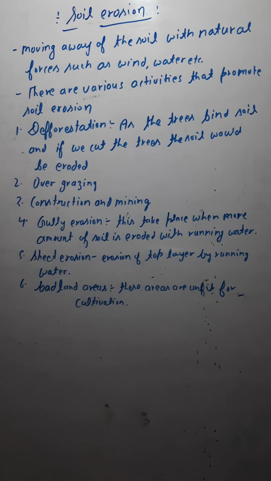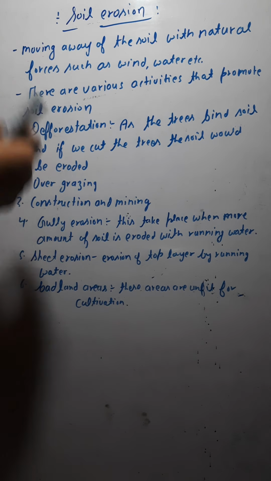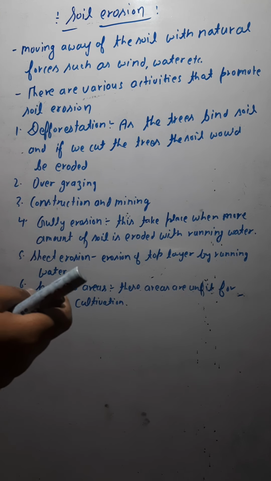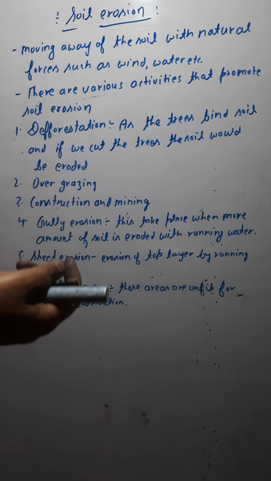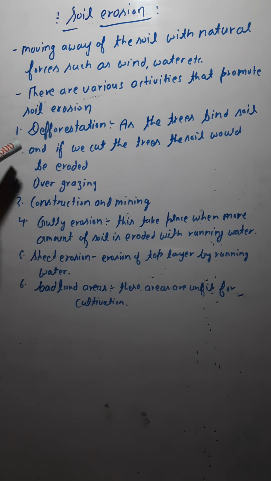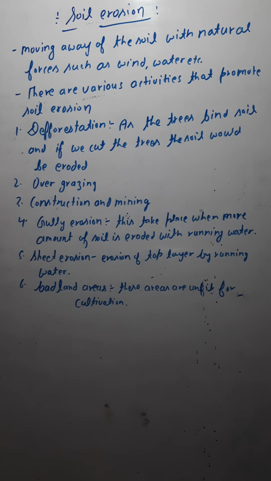Now the next topic that we are going to discuss is soil erosion. Soil erosion means moving away of the soil by natural forces such as wind and water. This is known as soil erosion. There are various activities that promote soil erosion. The first one is deforestation. Deforestation means cutting of the trees.